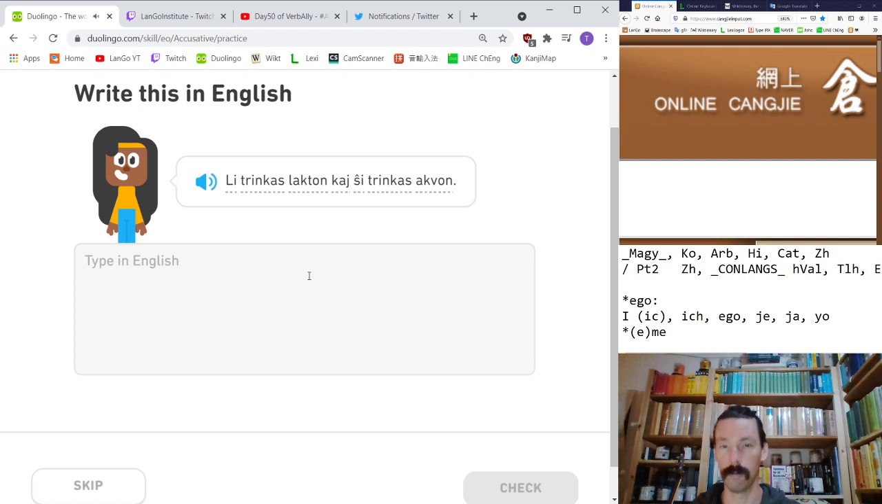Li trinkas lakton, kaj ŝi trinkas akvon. Wonderfully simply constructed. Li trinkas lakton. He drinks milk. Kaj ŝi trinkas akvon. And she water. He drinks.